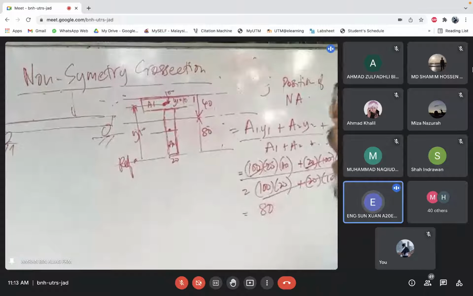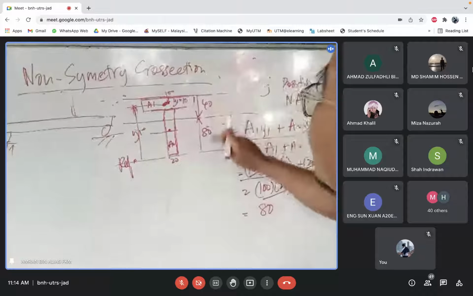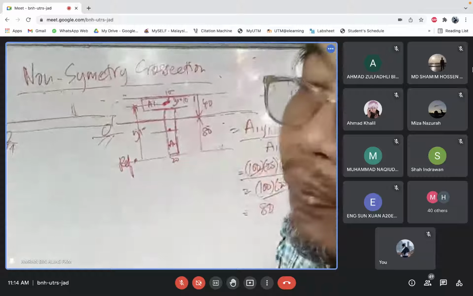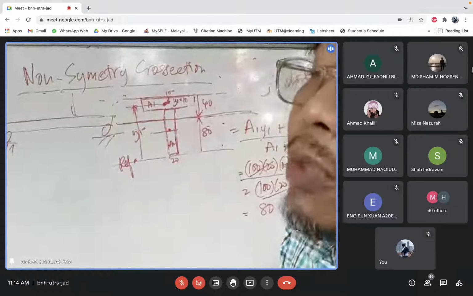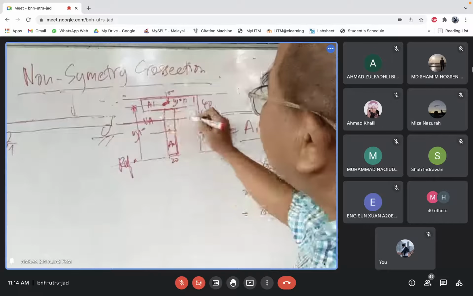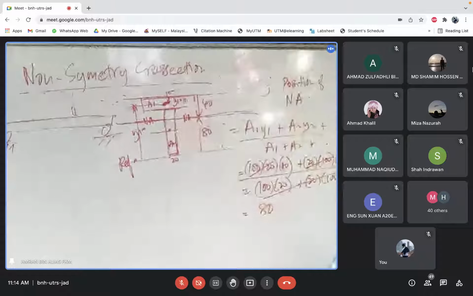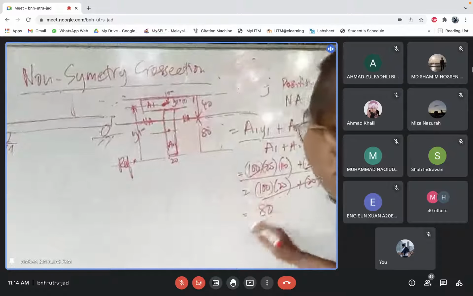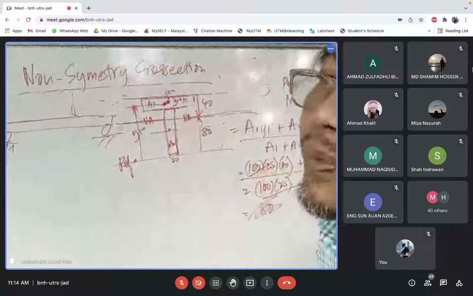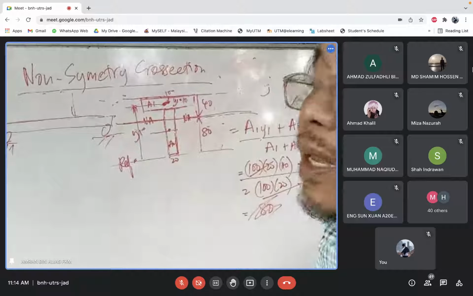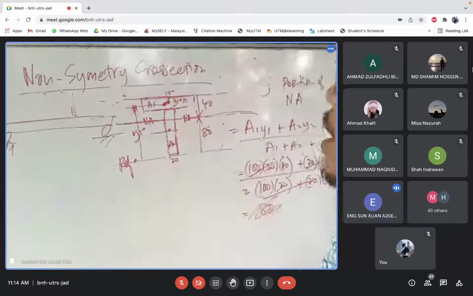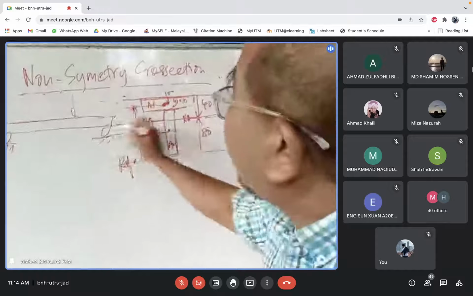Yes, the same position. This value is not important. The position of that neutral axis is important. Are you with me, guys? Yes. Neutral axis is there. Once you got it, I don't care about this 80, 40 anymore, because that neutral axis is there. Okay, clear? Clear. Okay.